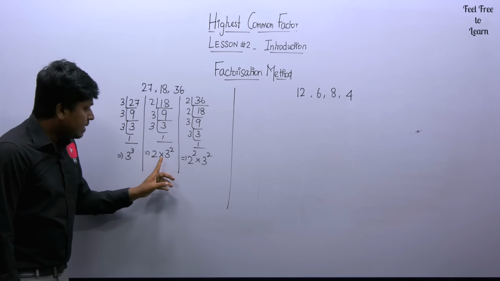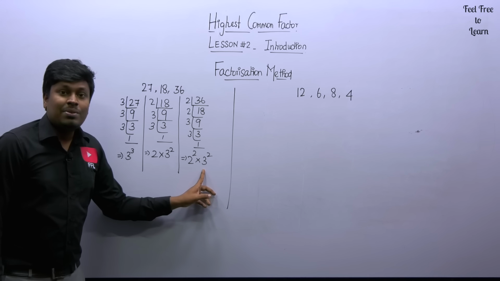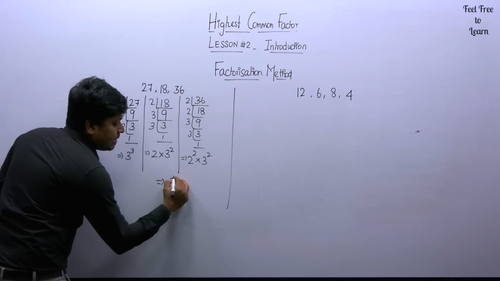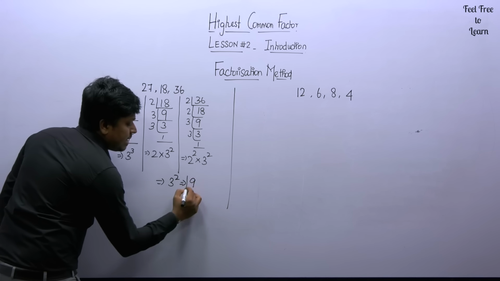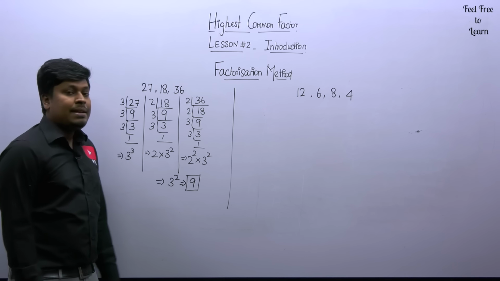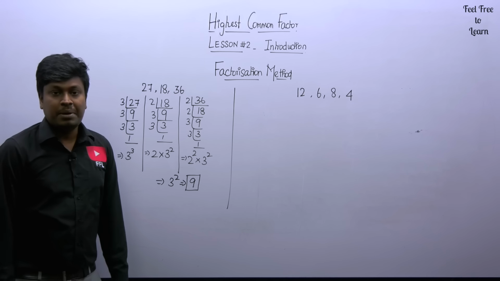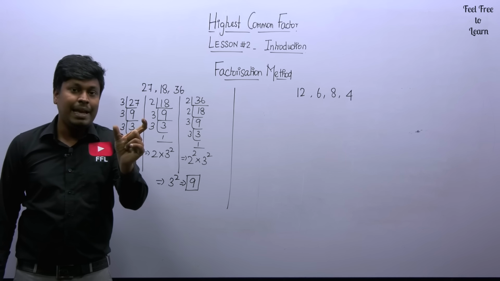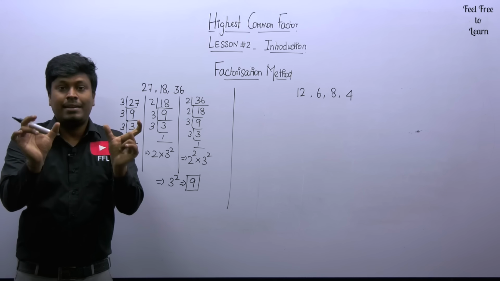We should not take it. 3 square, 3 square. So 3 square is the smallest number. So we have to take only 3 square, which is 9. So we are saying that 9 is the HCF for the given number. So friends, understood? Just see what is the major difference between LCM and HCF in the factorization method.